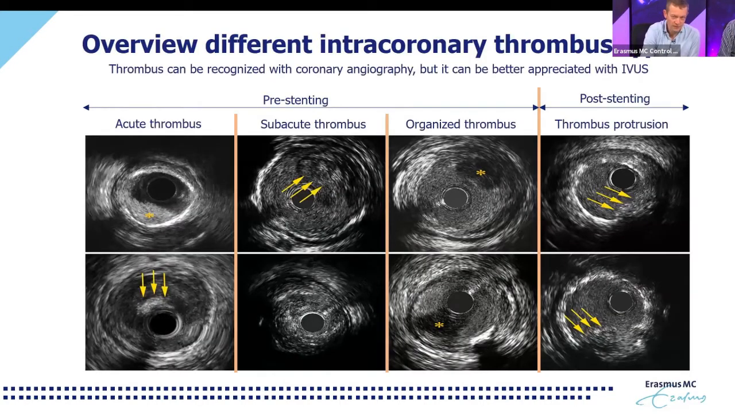Before we start with the cases, we have prepared a few slides just to make you a little bit familiar with the types of thrombus you might encounter. Most of you will have seen all the different types of plaque that you might encounter with IVUS, like lipidic plaque, fibrotic plaque, calcific plaque. But what we haven't focused on that much up to date is the recognition of thrombus. And we believe it's good to realize that there are four key types of coronary thrombus that you might encounter during the visualization of patients with ACS. That is, on the left side, acute thrombus, there is subacute thrombus, there is organized thrombus, and there is very specific to post-stent implantation thrombus protrusion.